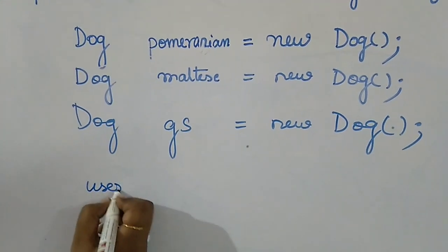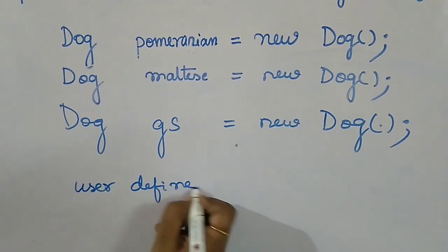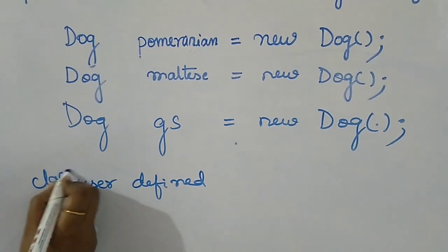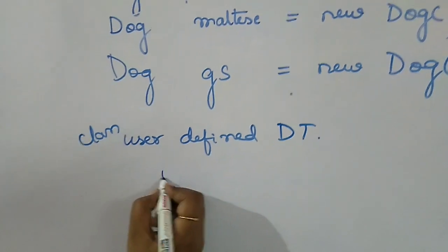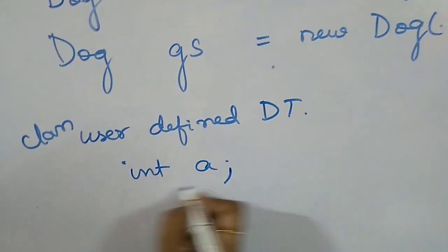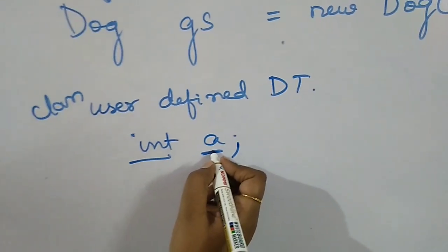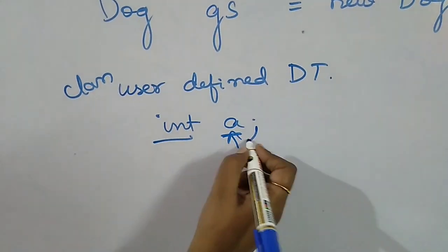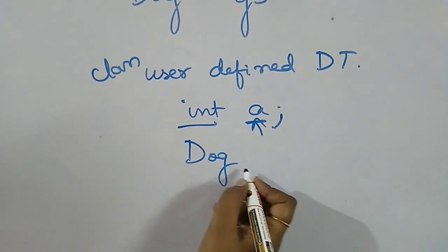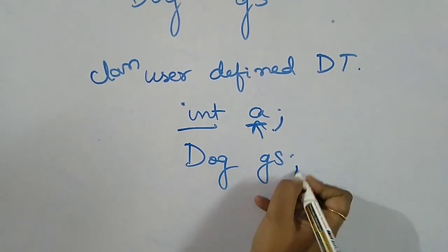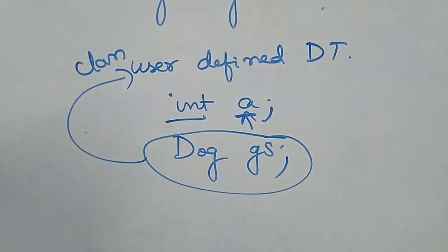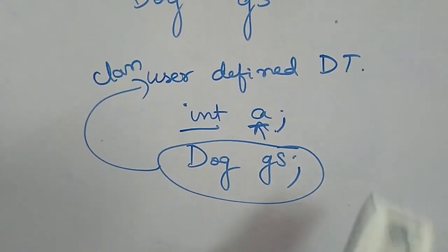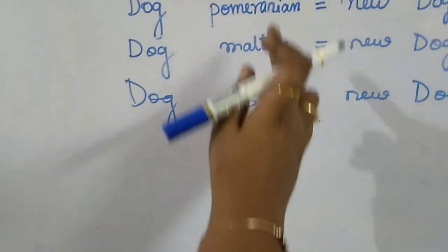That's what is called a user defined data type. Your class is called a user defined data type. Why are we saying this? For example, for primitive data types, we say int a. This is the type and this is the variable name. In the same way, we say dog and then German Shepherd or whatever. So this is nothing but your user defined data type. Class is the user defined data type. How many objects have we created? We have created 3 objects.